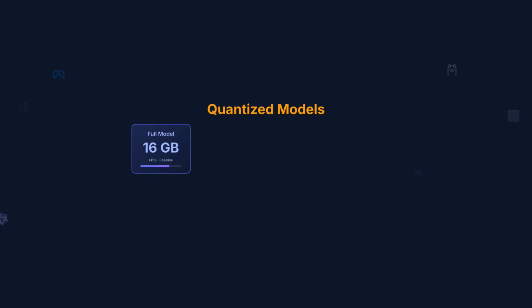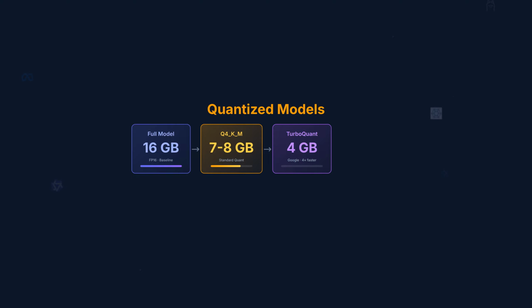Quantization shrinks model size without losing quality. A standard 7B model in full precision needs 16 GB of VRAM. With Q4_K_M quantization, the same model fits in just 7 to 8 GB, half the memory. Quality stays near perfect. Google's TurboQuant goes further, 4 GB total, 4 times faster inference, and 60% less energy.